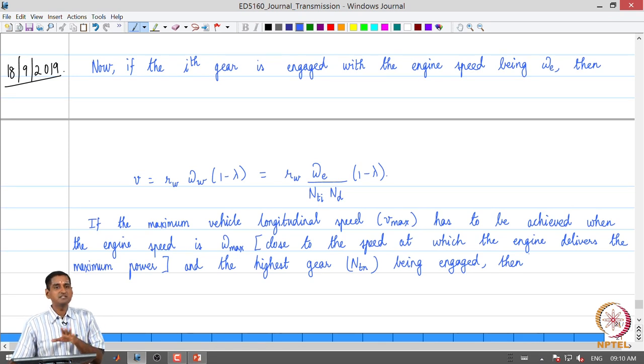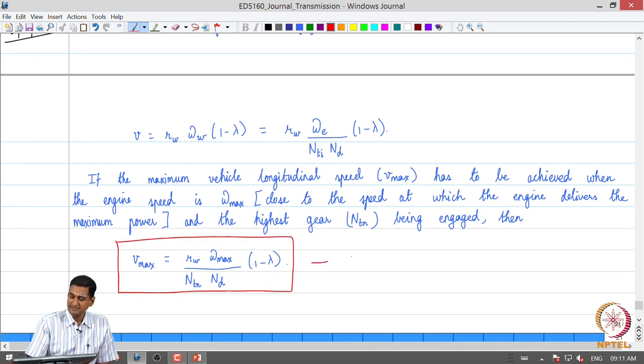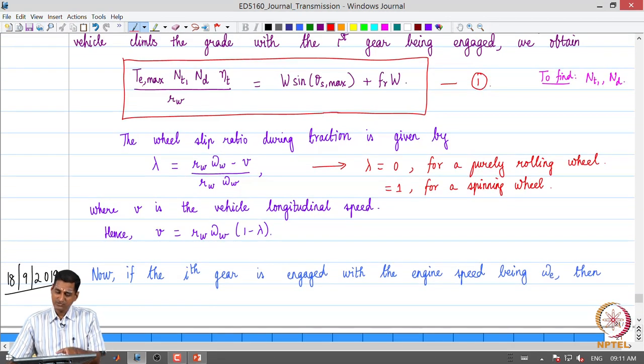Consequently, we engage the highest gear and use this equation to get a second equation. Vmax is equal to RW omega max divided by NTN ND times (1 minus lambda). Let us call this equation 2. We have got equation 2 by considering the requirement of maximum vehicle speed, making use of the fact that when we want the vehicle to go at its maximum speed, we engage the highest gear, the nth gear in an n-speed gearbox.